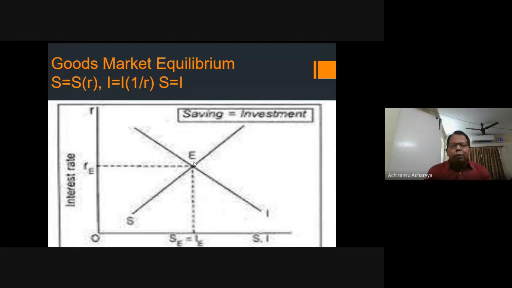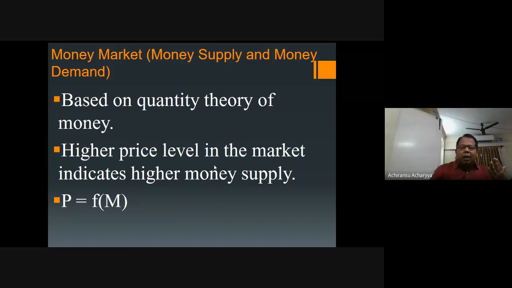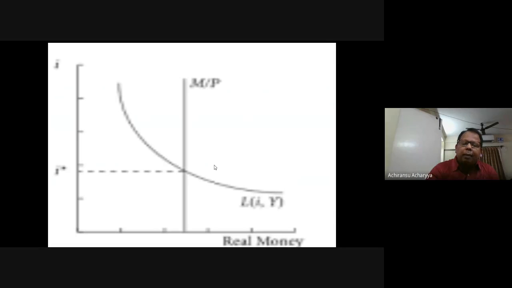And you had the goods market equilibrium, where savings would always equal investment. So there would be no issues on the savings-investment part. Also, you had the money market, the money supply and money demand, which was based on the quantity theory of money. So a higher price level in the market would indicate a higher money supply. So the price would reflect the money supply in this kind of an economy. So this is the typical classical model that lasted for a long time. And this is the kind of model that you are talking about in the money market, the equilibrium of liquidity and supply of money.